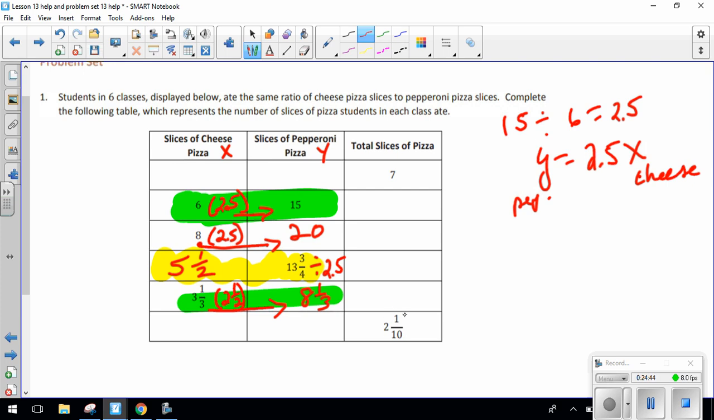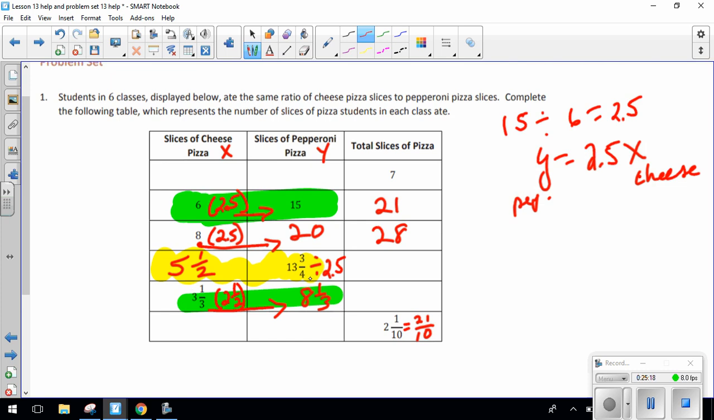So for this last one, I thought it was really interesting. What I did was I made this improper. So 10 times 2 is 20, plus 1 is 21/10. So what I did was I kind of ignored the numerator, and in my brain, I asked myself, what plus what would equal 21? And if I go back through this list, if I take 6 plus 15, that gives me 21. And if I take 8 plus 20, that gives me 28 slices of pizza.